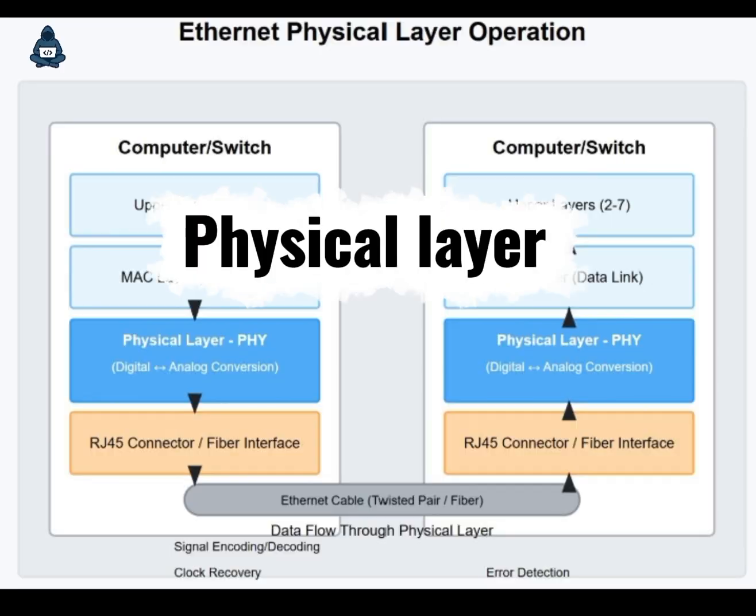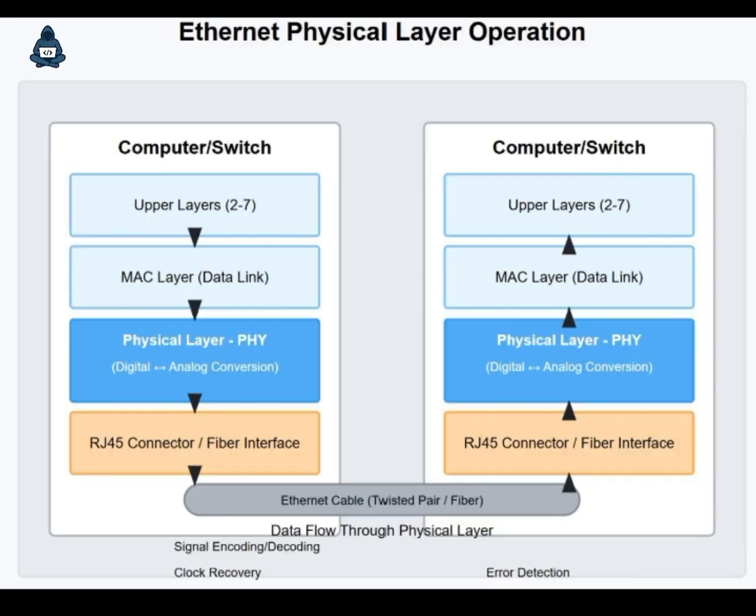Layer 1, the physical layer. It deals with the hardware transmission of raw data. Examples: the Ethernet cable, the USB cable.